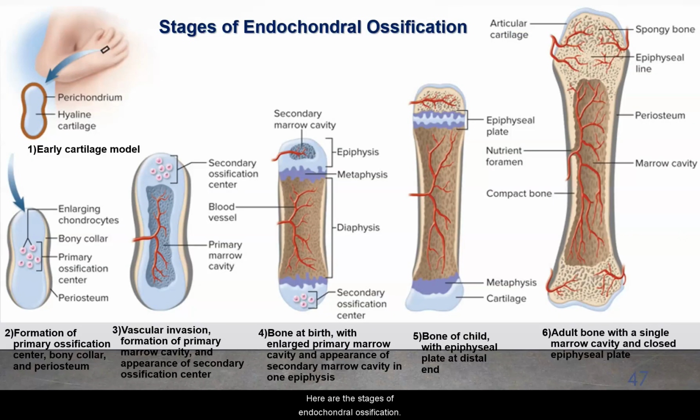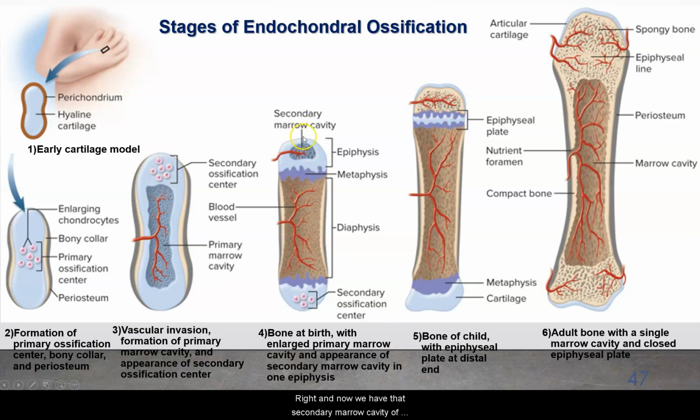Here are the stages of endochondral ossification. You start with enlarging chondrocytes. Here you get the formation of the primary ossification center and the bony collar on the outside, and the periosteum on the outside. Here you get, finally, vascular invasion, so you can get nutrient supply. The formation of the primary marrow cavity is happening now, and the appearance of the secondary ossification center.